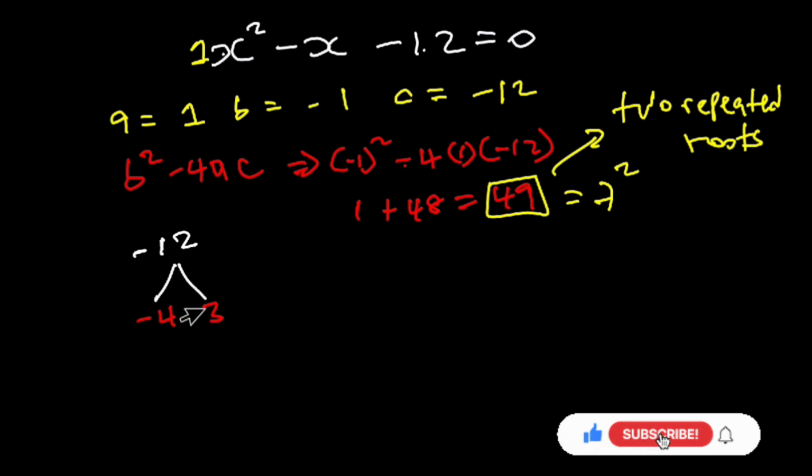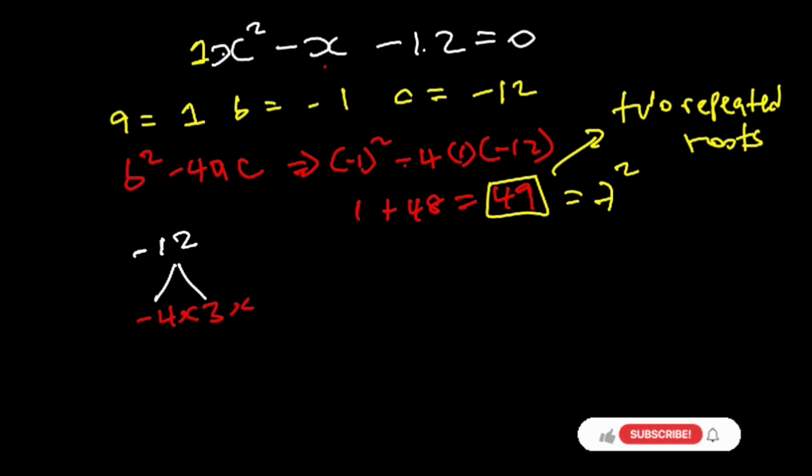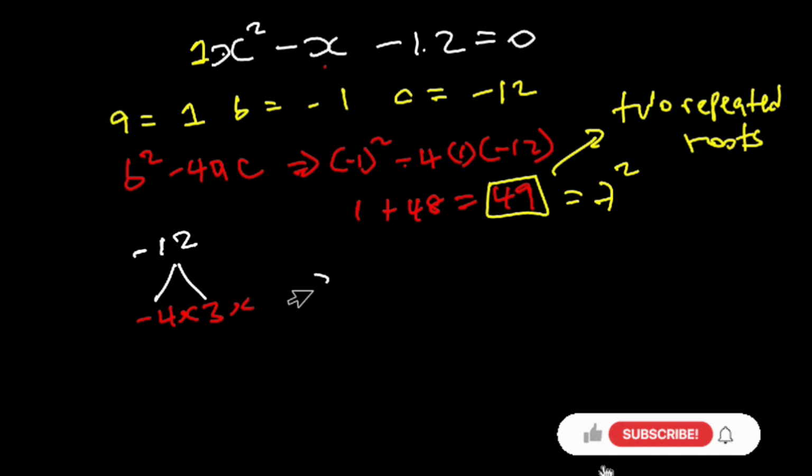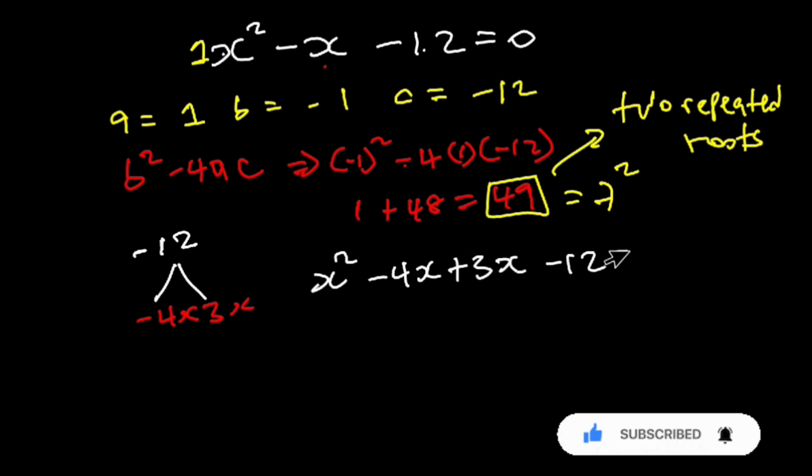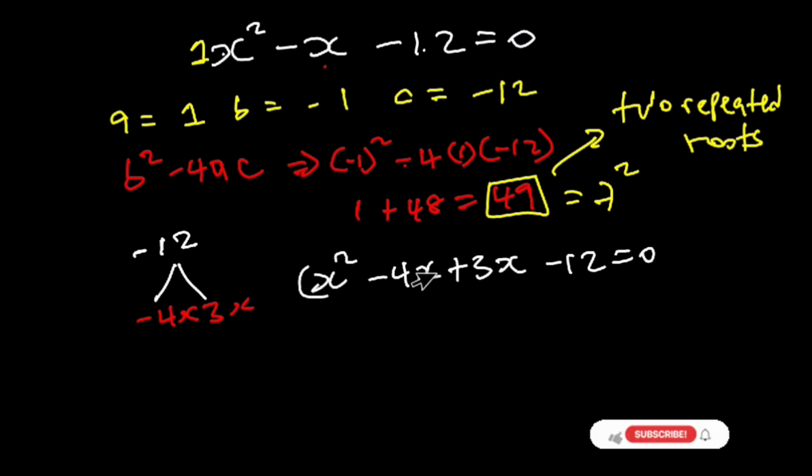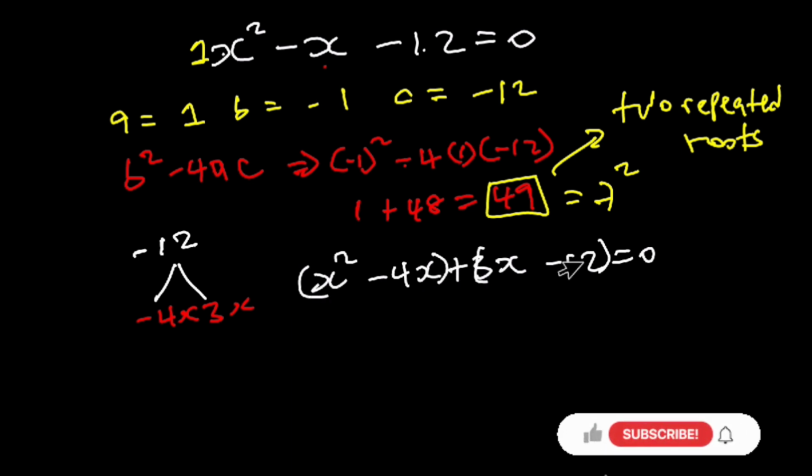So we're going to go ahead and substitute -4 and 3 for this -x. We're going to add x here and x here. So we're going to have x squared. Instead of writing -x, we're going to write -4x plus 3x. So we have x squared minus 4x plus 3x minus 12 is equal to 0. So let's group it and factorize.